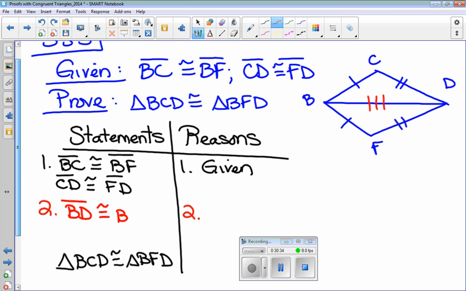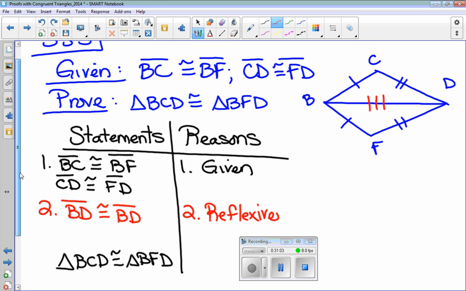It's that shared side. And here, do you remind me what you said? What was the reason again? They share a side? What did you say on the back? What was that thing called? Begins with R? Reflexive property. That is the reason that they are congruent. That's the reflexive property of congruence. BD is congruent to BD.